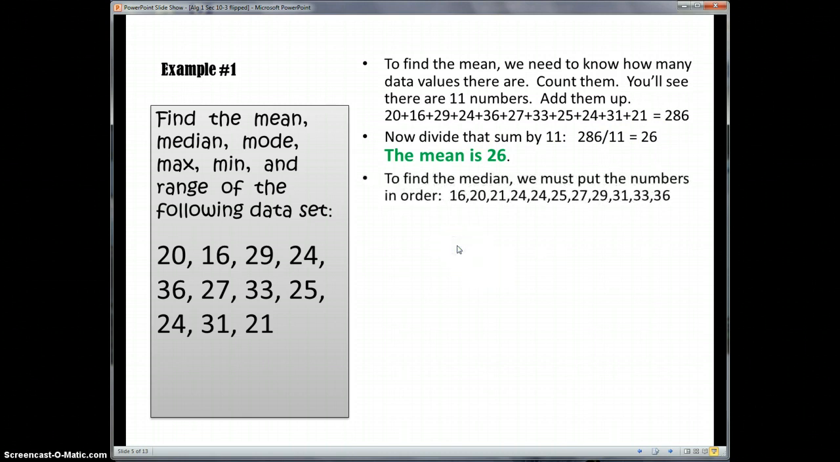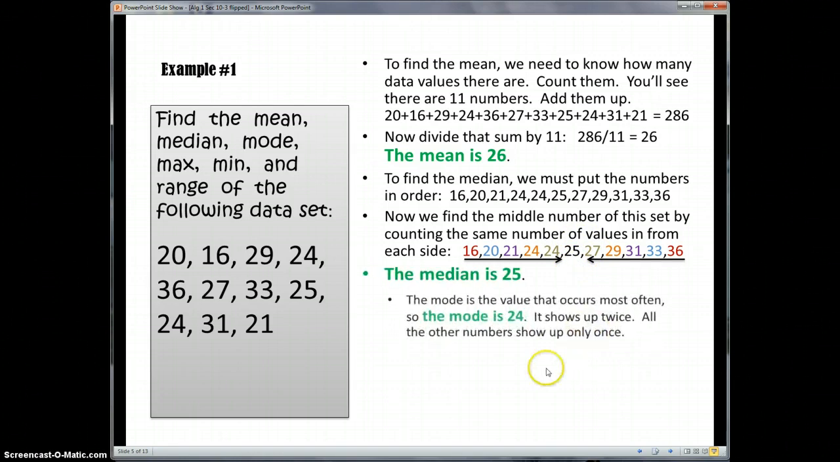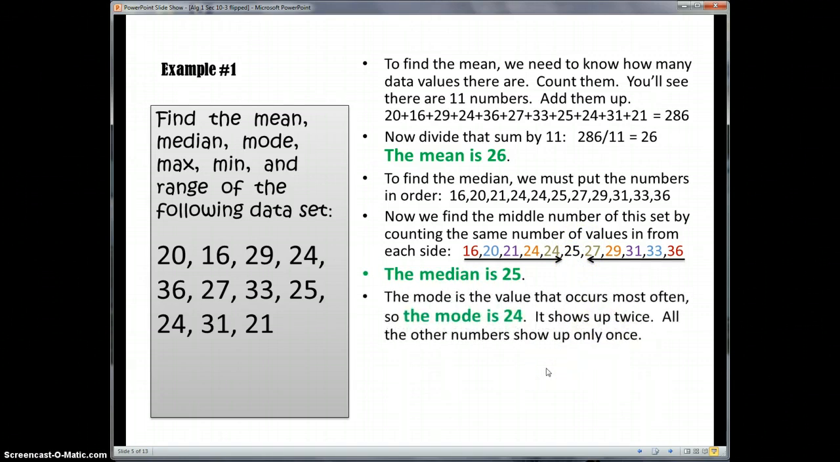The median, we have to get the data in order. So notice that I've put the data in order for you here. And then we have to find the middle number of this set, by counting in from the ends the same number of numbers. So, a 16 and a 36, and then the 20 and the 33. The 21 and the 31, 24 and 29, 24 and 27, that leaves 25 as the middle number, therefore the median is 25. To find the mode, you look and see which one repeats.